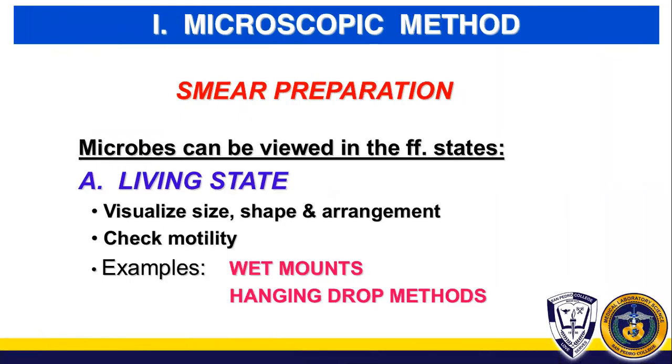So first stop, microscopic methods. Microscopic methods involve smear preparation. A smear, by definition, is a thin film of microbial solution on a glass slide. This would allow us to view organisms or microbes in different states. We can view them in their living state. This is quite useful in visualizing their size, their shape, their arrangement, and of course, their motility.